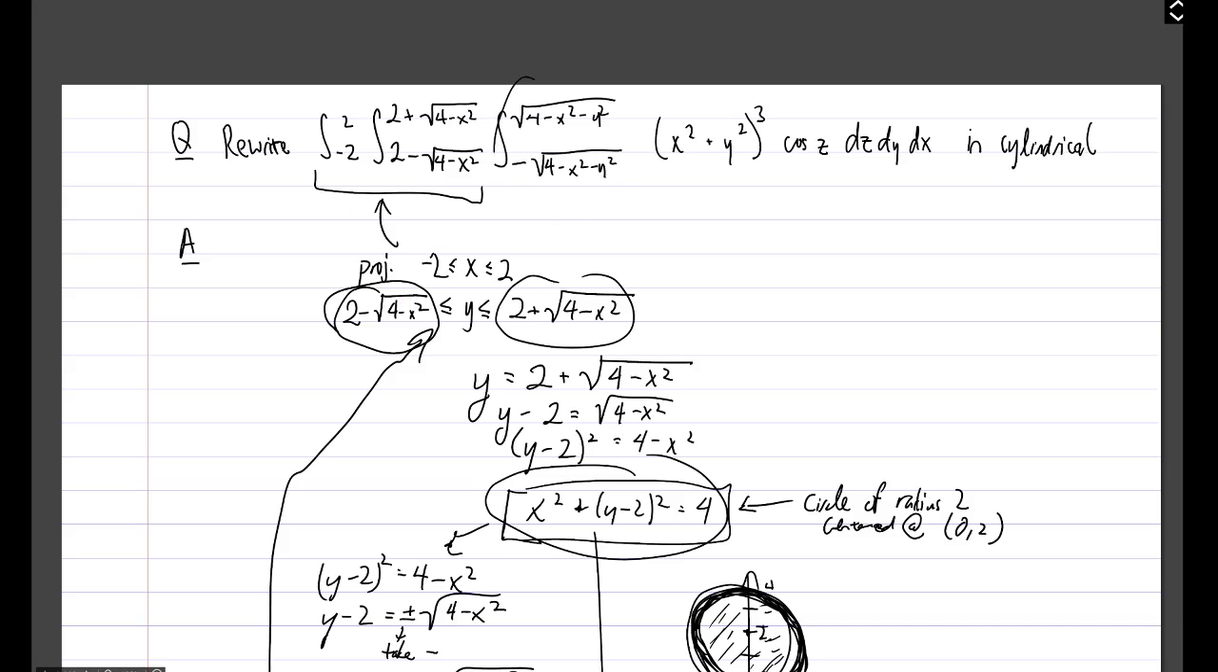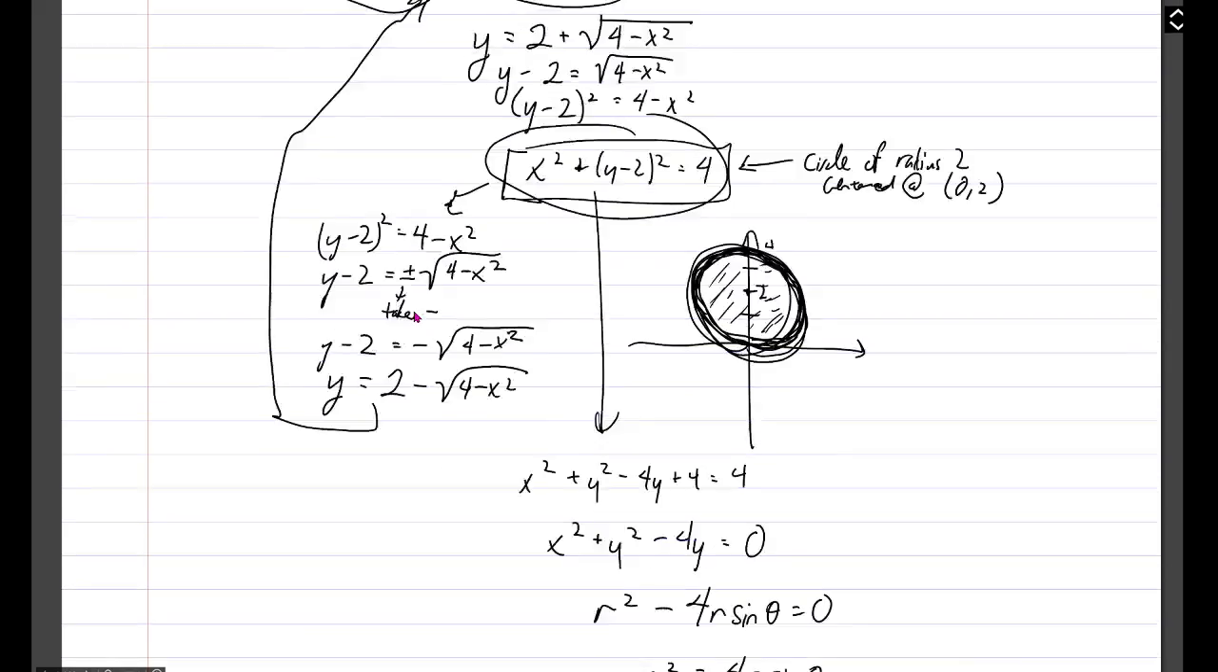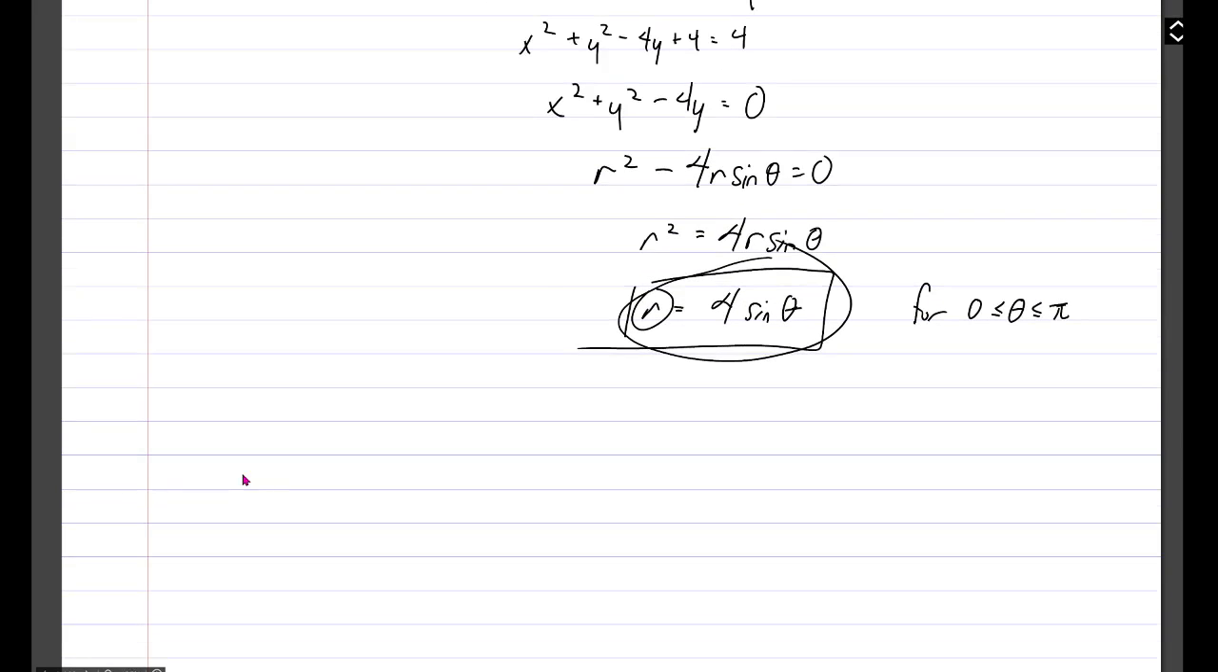Oh, there's also this right here. So let me just actually copy paste this down below. So those are the bounds for z, right? So we have this information here. It was telling us that z went between negative root 4 minus x squared minus y squared and positive root 4 minus x squared minus y squared. So let's convert that information into polar or cylindrical coordinates as well.